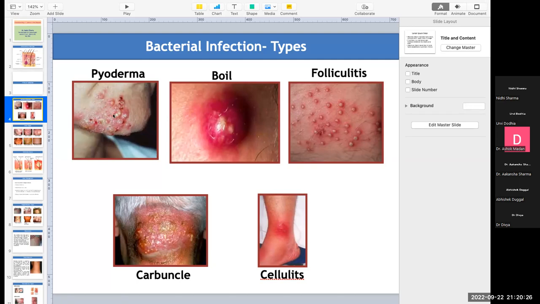So pyoderma looks like this. These are all bacterial infections. It depends on the severity of the infection, and the terms can be of various types. Pyoderma looks like this, a boil, folliculitis looks like this, carbuncles look like this, and if it is a severe and deep-seated infection, then we call it cellulitis.